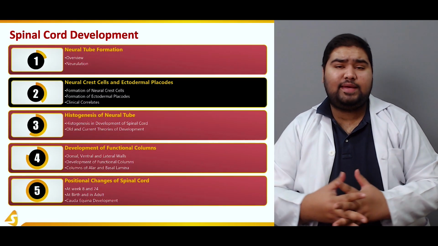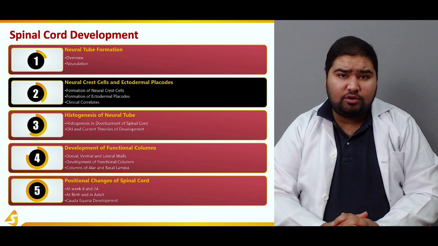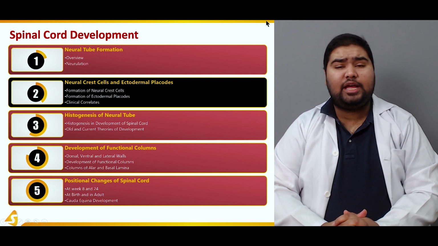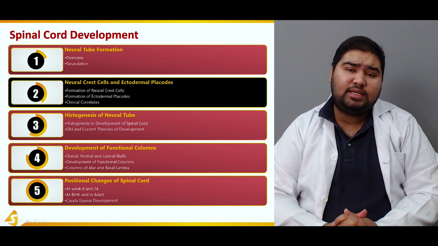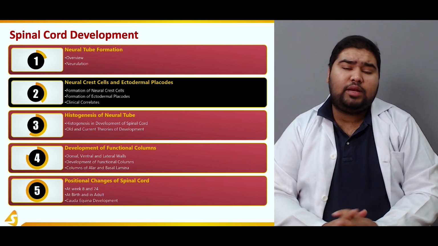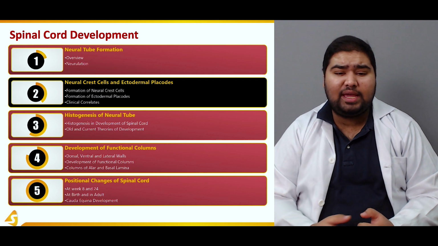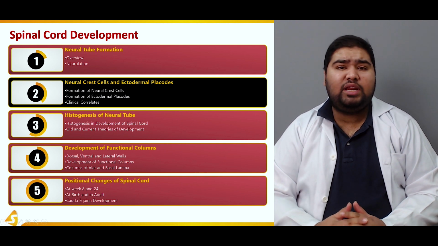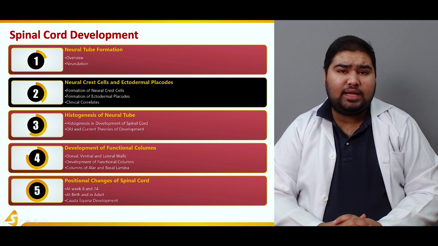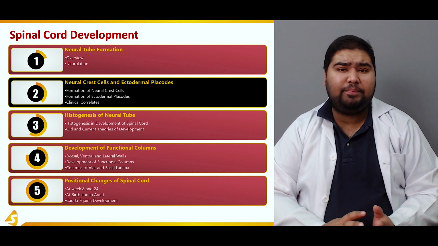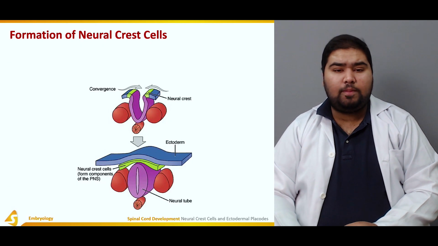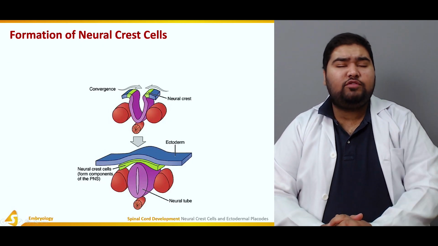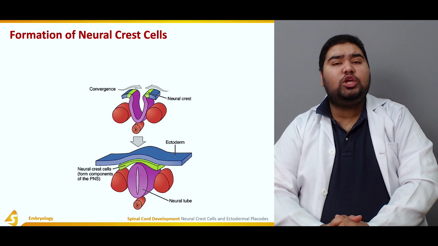In this section, we'll see how the formation of the neural crest cells takes place. Then we'll see what the ectodermal placodes are, how they're incorporated in the neuroectoderm, and what adult structures they give rise to. And finally, we'll talk about the clinical correlates, as to what happens when the developmental processes do not go as planned. So, getting into it, first of all, we have the formation of the neural crest cells.